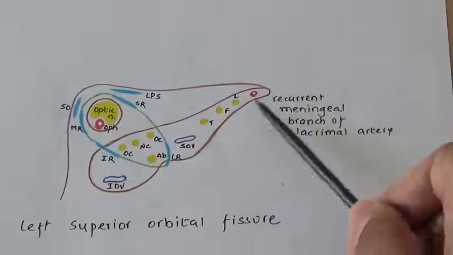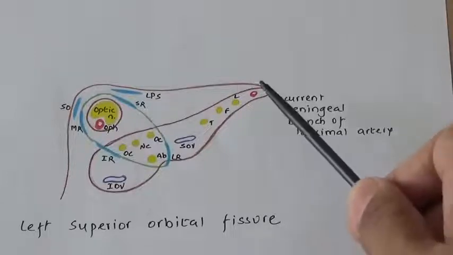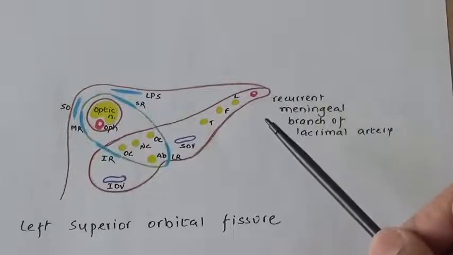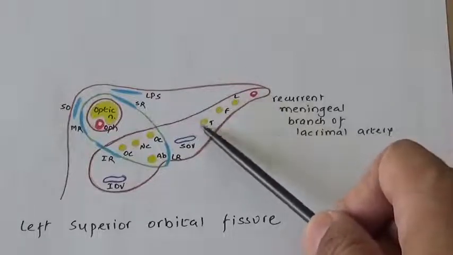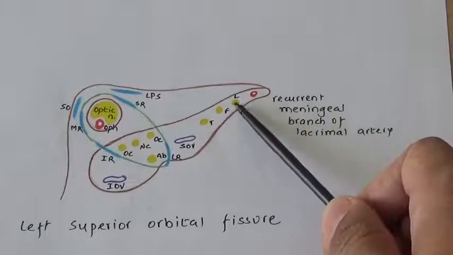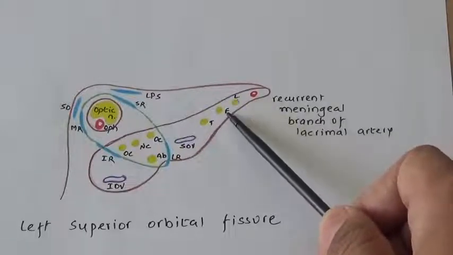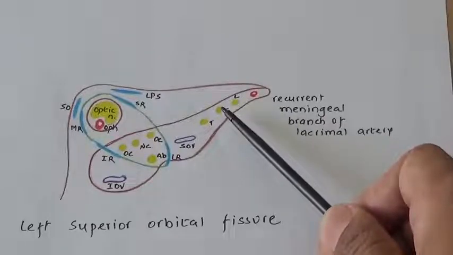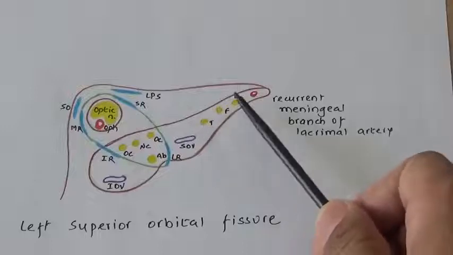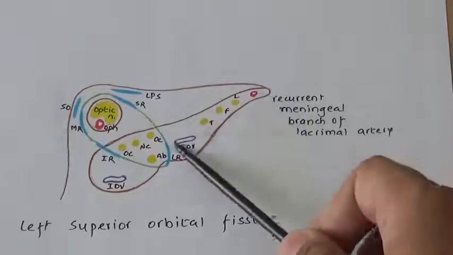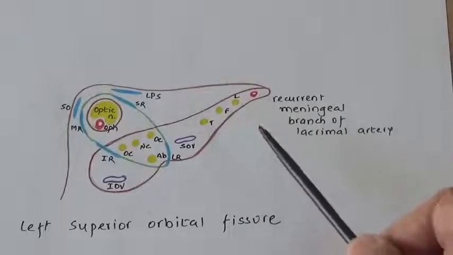Now in the lateral area, you can see there is an artery, the recurrent meningeal branch of the lacrimal artery, which will form anastomosis with the corresponding branch of the middle meningeal artery. Additionally, there are three nerves, namely LFT. This is how you can remember: L stands for lacrimal, F stands for frontal. These two are branches of the ophthalmic division of the trigeminal nerve, and T stands for trochlear. So these three nerves pass through the lateral part of the superior orbital fissure, and the mnemonic to remember is LFT.